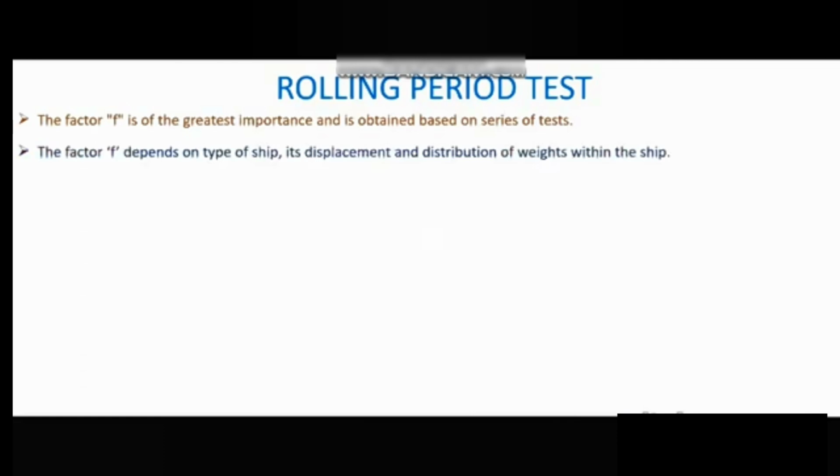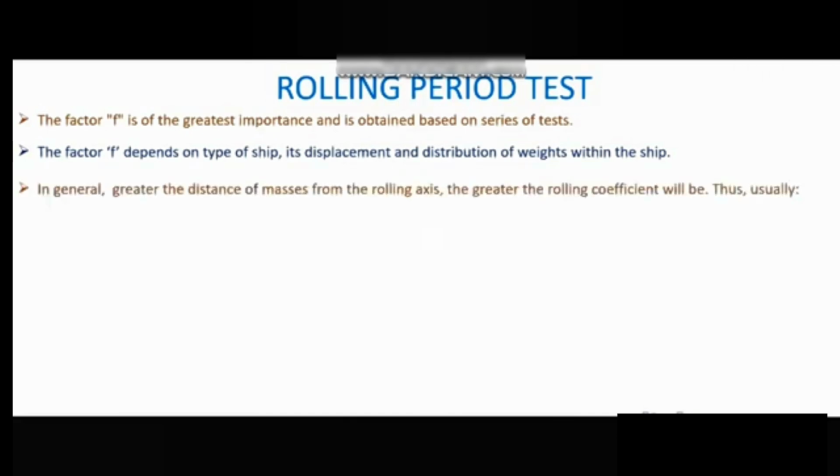Okay. The factor F, which is very important in that formula, F B upon TR whole square, is obtained based on a series of tests. So where is F going to come from for the ship? It will come from tests. F depends on the type of ship, it depends on displacement, and it depends on the distribution of the weights within the ship. So for the same ship, same displacement, with a change of distribution of weights, the F value will change. In general, the greater the distance of mass from the rolling axis, obviously, the greater will be the coefficient.